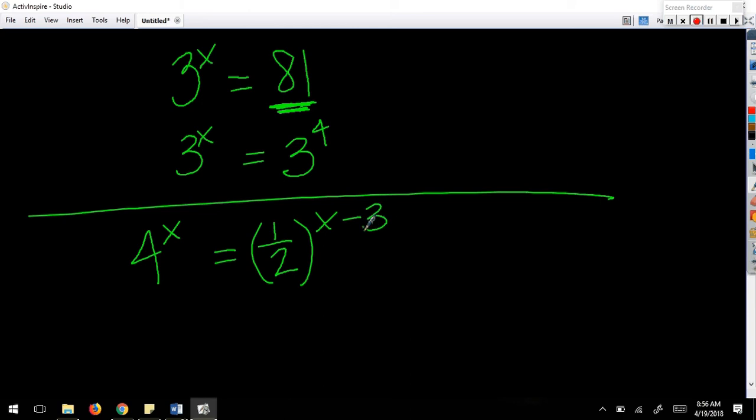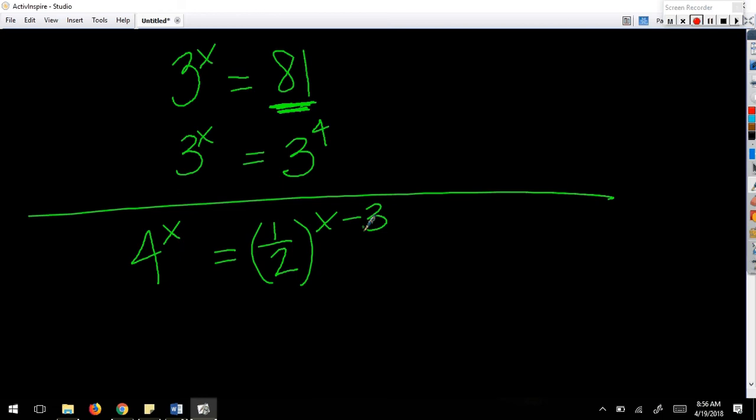What if it suddenly looked like that? So my question to you would be, can you rewrite anything there to force them to have the same base? Yes. And it's got to have the same value. So on the left, the base still has to be 4. You can write it a different way, but it's still got to be 4. And the base on the right still has to be a half. You can write it a different way, but it's still got to be a half.